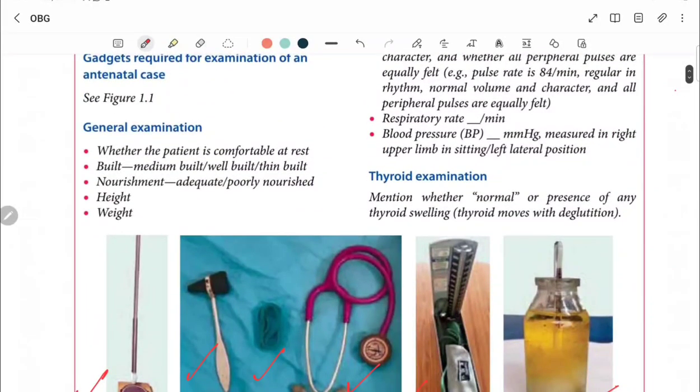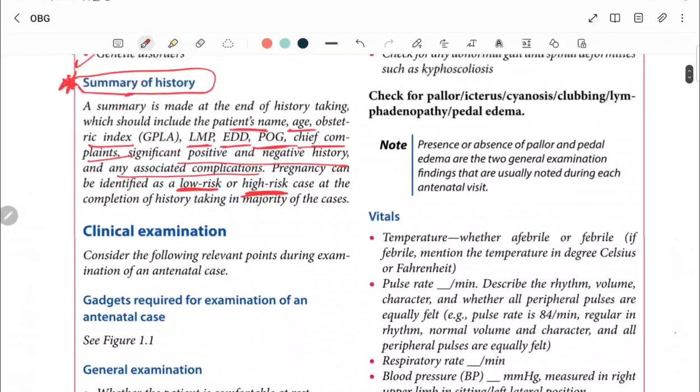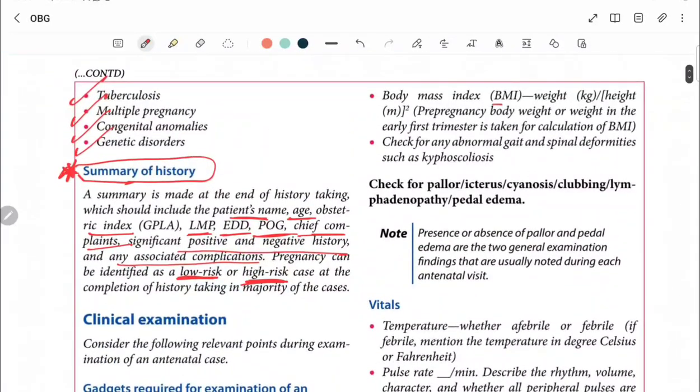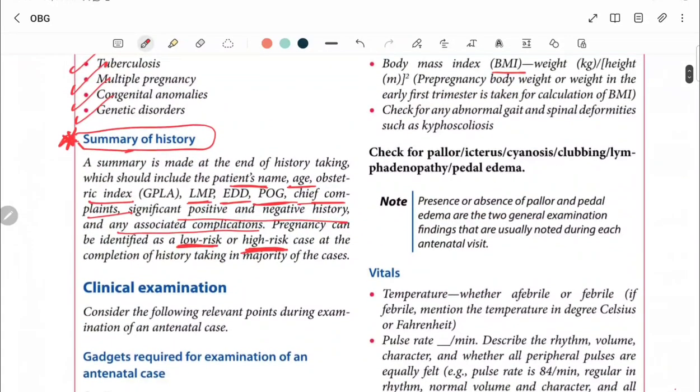So now diving on to the general examination. First, you need to see whether the patient is comfortable at rest. Then look for the build, whether the patient is medium built or well built or thin built. Then look for the nourishment, whether adequately nourished or poorly nourished, height of the patient, the weight of the patient, the body mass index BMI, that is weight in kg divided by height in meter square.